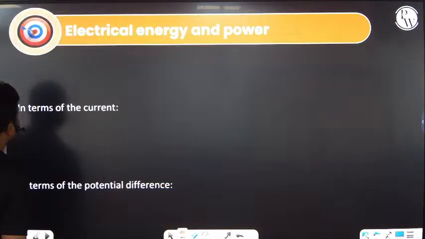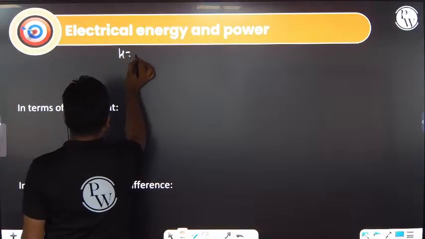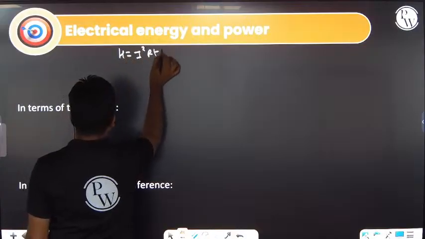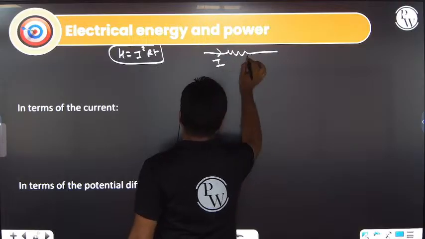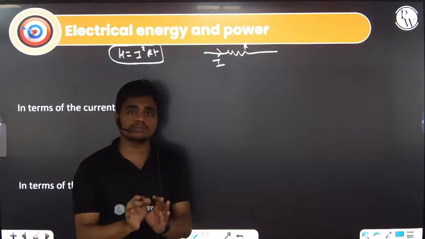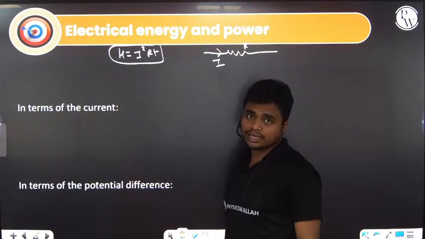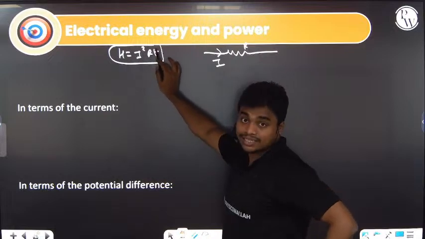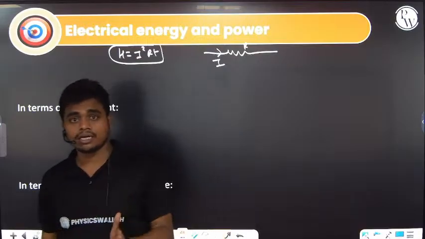So the next topic is electrical energy and power. So what is electrical energy? Joule's law of heating says that H is equal to I square RT for any resistance. If current I is flowing here, resistance is R, and current flows for a given time T, then the heat across this resistance is given by H equals I square RT, where I is the current, R is the resistance, T is the time. This is the heat energy. Heat energy is equivalent to electrical energy.